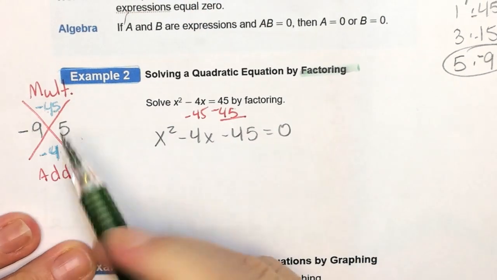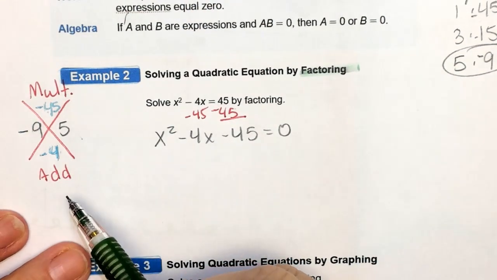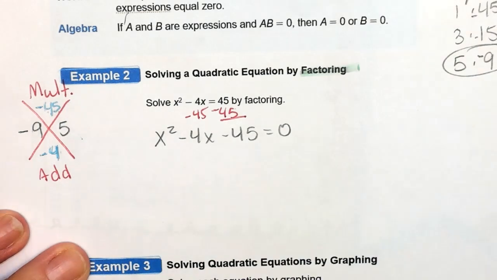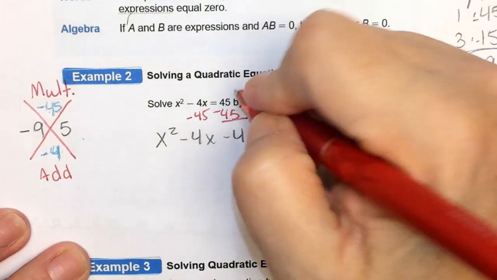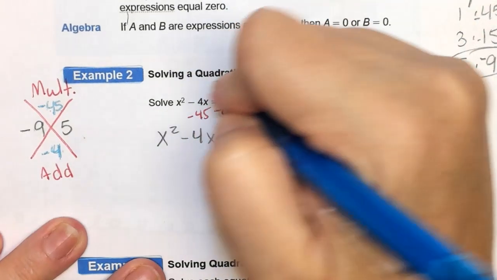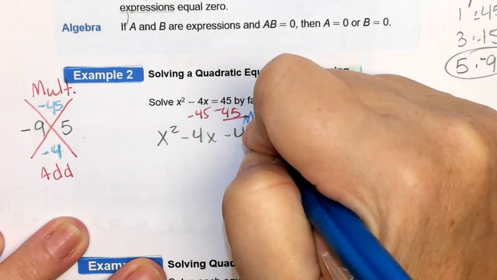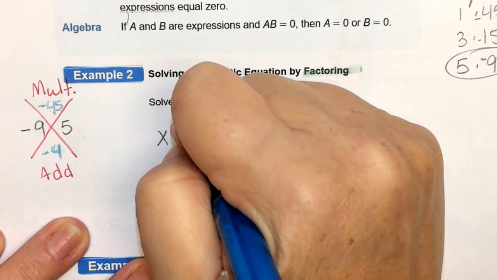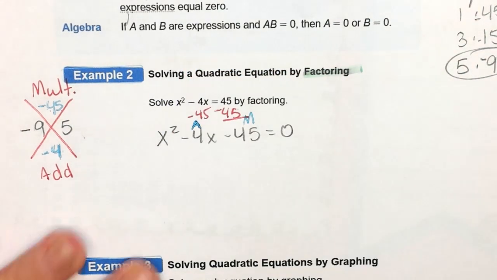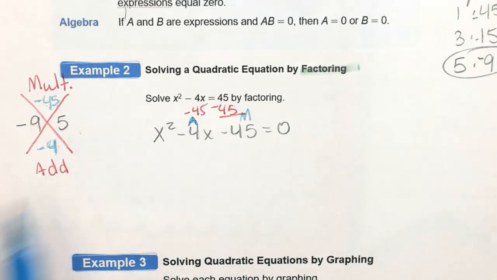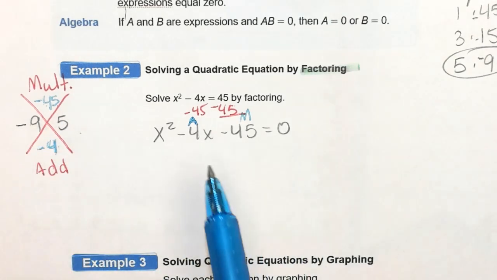So you don't have to use this method. It's just an organization method to think about which two numbers. Essentially, you're looking at two numbers that you can multiply to get negative 45, but when you add them, you get negative 4. So I'm just putting them in an organization method here. You do not have to do it this way. You can think about it.